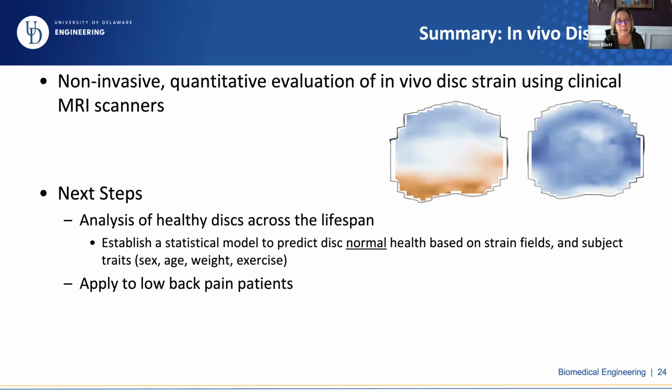So in summary, for this study, we did non-invasive quantitative evaluation of the in vivo disc strain using clinical MRI scanners. Next, we're going to analyze all of these data across the healthy discs. My goal is to establish a statistical model to predict normal disc health that's based on strain fields and subject traits like sex, age, weight, exercise, and then apply these methods and the statistical model of normal to study low back pain patients, with the goal of impacting how we understand mechanical low back pain and how we can diagnose and treat it.